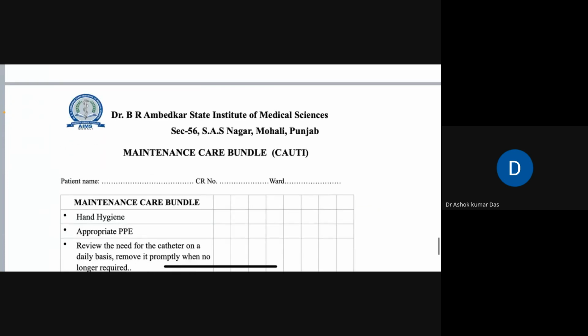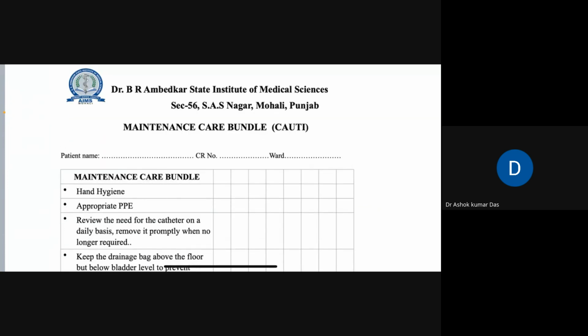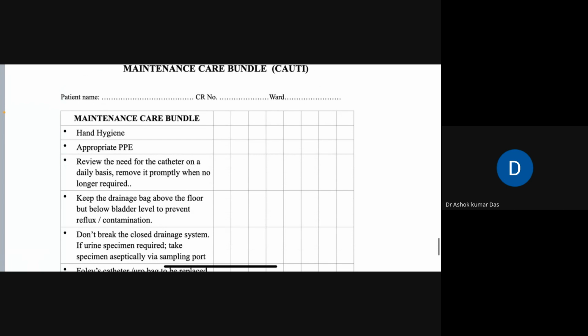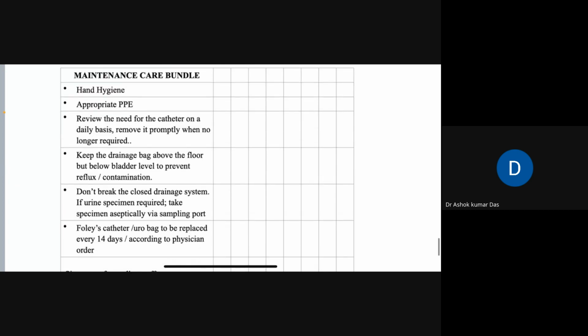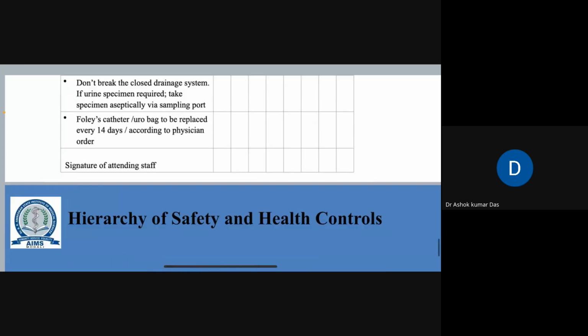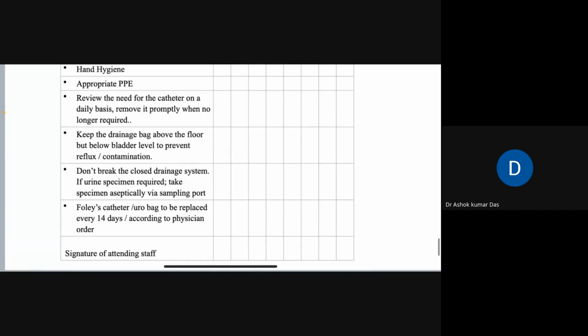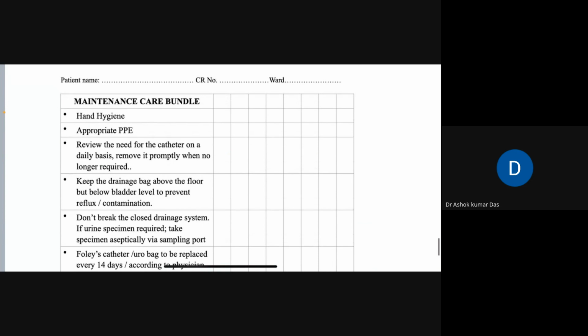And this is the maintenance care bundle for CAUTI. Again, we need to check whether, during the time the catheter was in the patient, it was being taken care of, whether cleaning was done, meatal care was done, and there was no break in the drainage system. If we find that faults were there, then appropriate steps can be taken.